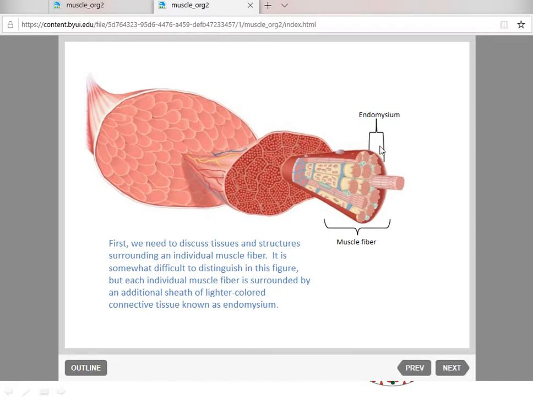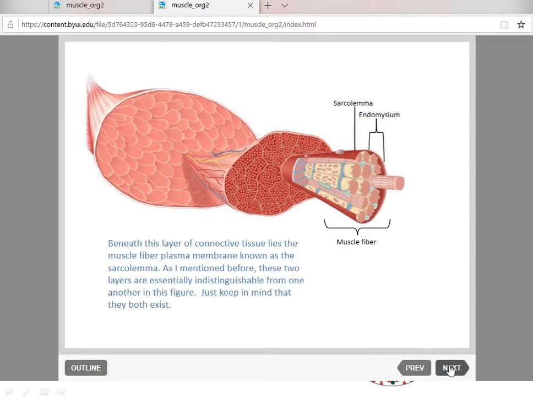This is the endomysium. Each individual muscle fiber is surrounded by an additional sheath of lighter colored connective tissue, and this is known as the endomysium.